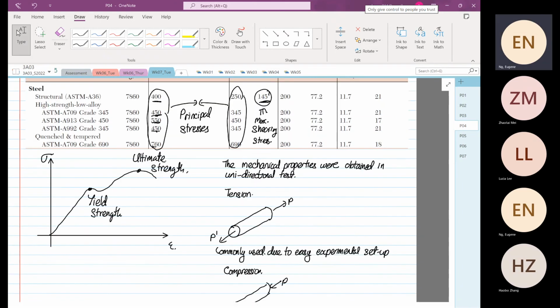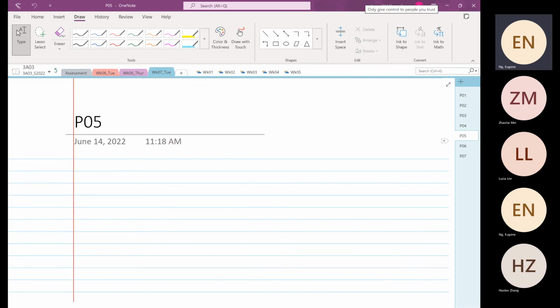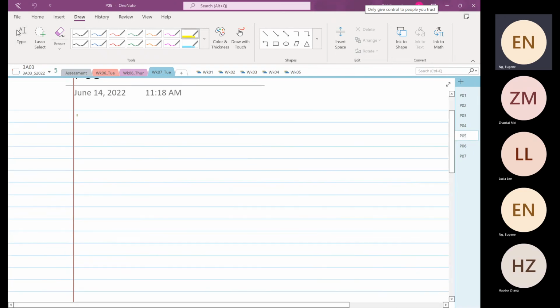So let's look at a tensile test. When we load a structure in tension, how do we plot Mohr's circle? I'm going to draw the tensile test.